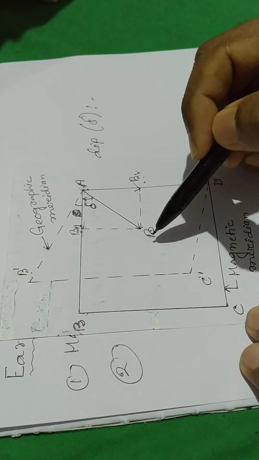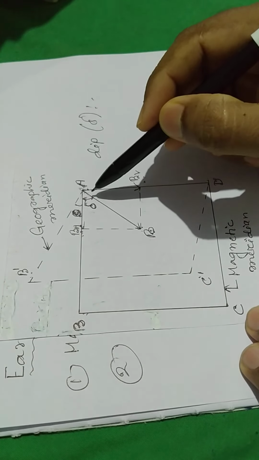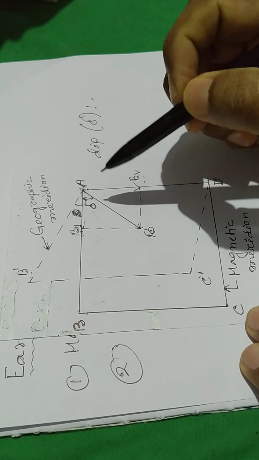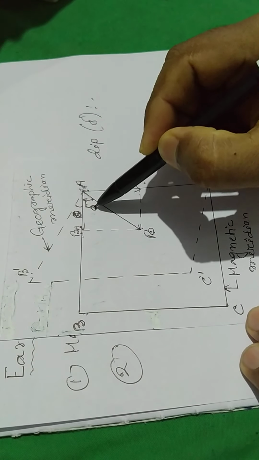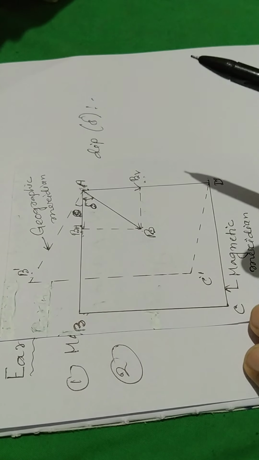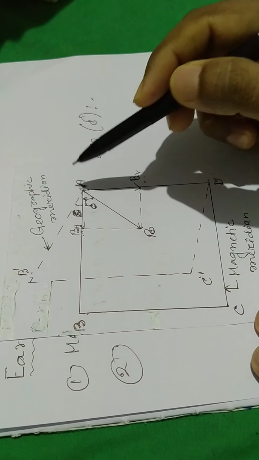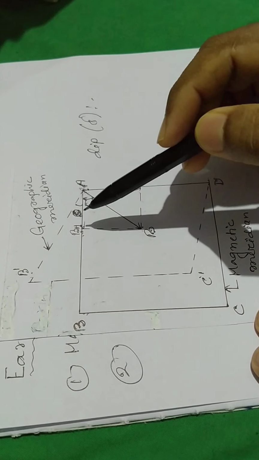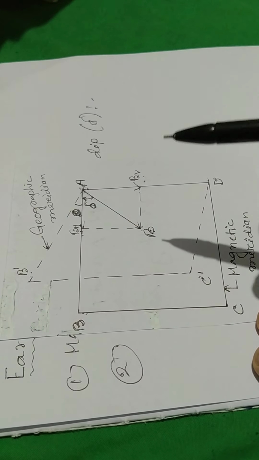The angle between the Earth's total magnetic field and the horizontal component of the Earth's magnetic field is called magnetic inclination or dip, which is denoted by delta. Hence, magnetic dip at a place is defined as the angle between the direction of the total magnetic field of the Earth and a horizontal line in the magnetic meridian.